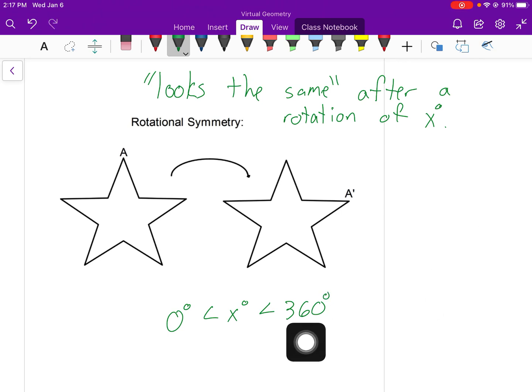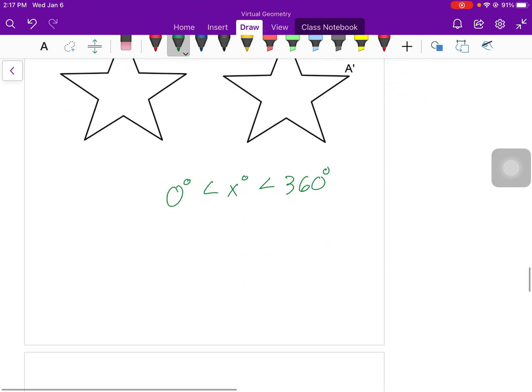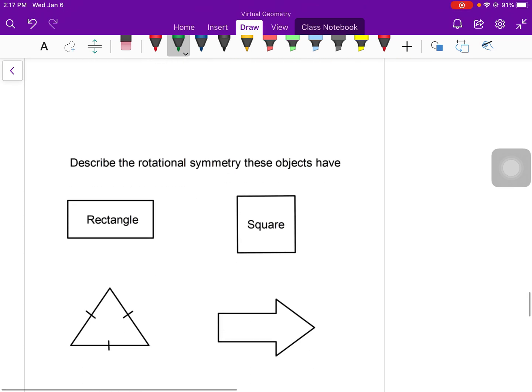The reason we say 360 degrees is because that's one full rotation. If I rotate this star 360 degrees, A is going to end up at the very top. So I'd have A prime at the top. All right? Now, I can figure out how far we actually rotate these things. So that's what these next examples are going to be. It says, describe the rotational symmetry that these objects have. First thing you want to do, look for line symmetry. Or look for lines of symmetry.